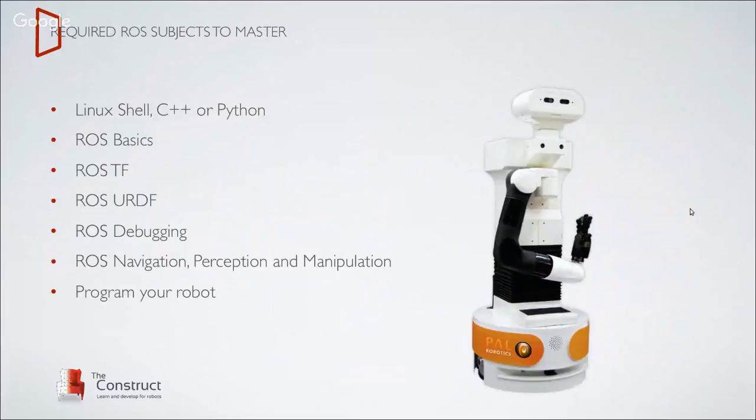So basically, this is the stuff that your team must learn: Linux, Shell, C++ or Python. I recommend Python, so C++ in a later part. ROS basics, ROS TF, URDF, how to debug, navigation, perception, and manipulation, and how to program your own robot.